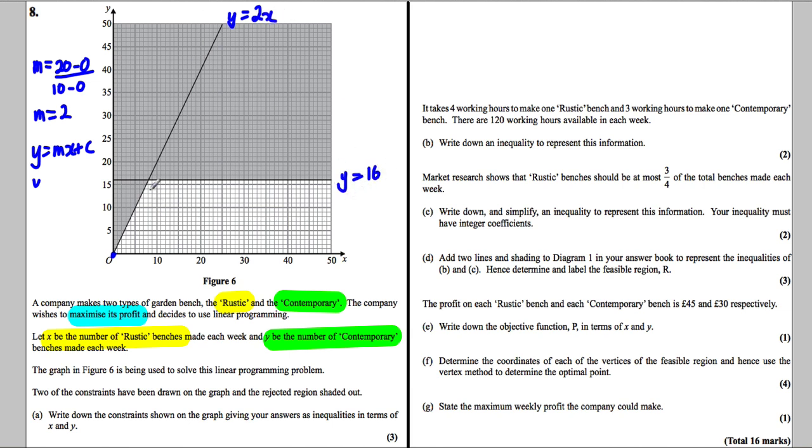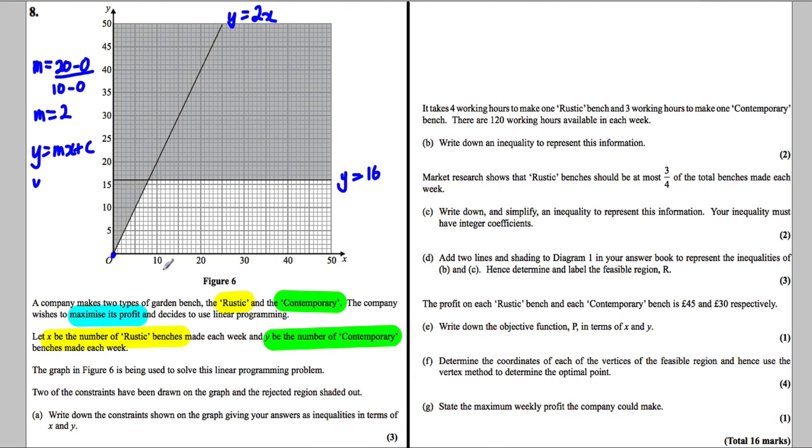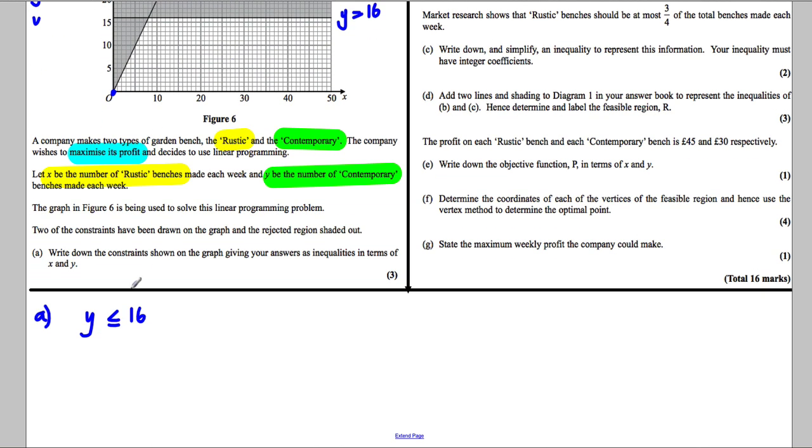Now, we want below the line, so therefore one of the inequalities must be y less than or equal to 16 because it's not a dotted line. So y must be less than or equal to 16 is one of the constraints. We also want underneath the line here, so we want y less than or equal to 2x. So there are two constraints.